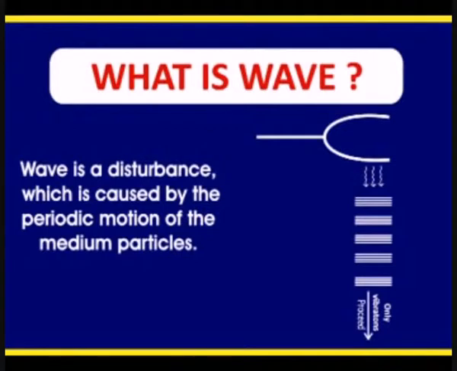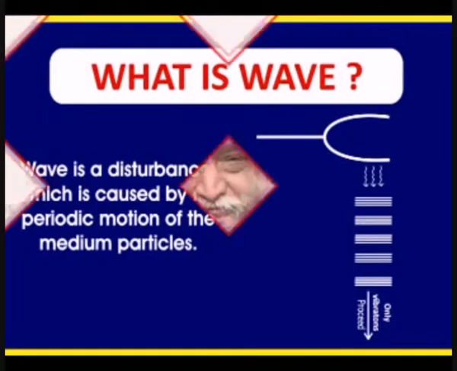For example, when a tuning fork is plucked, then the wave, that is the layers are compressed and rarefied, and thus the compression and rarefaction is proceeding, not the particles. The particles are executing only to and fro motion, that is periodically they are making SHM. So what is proceeding in fact? The disturbance, not the particles.